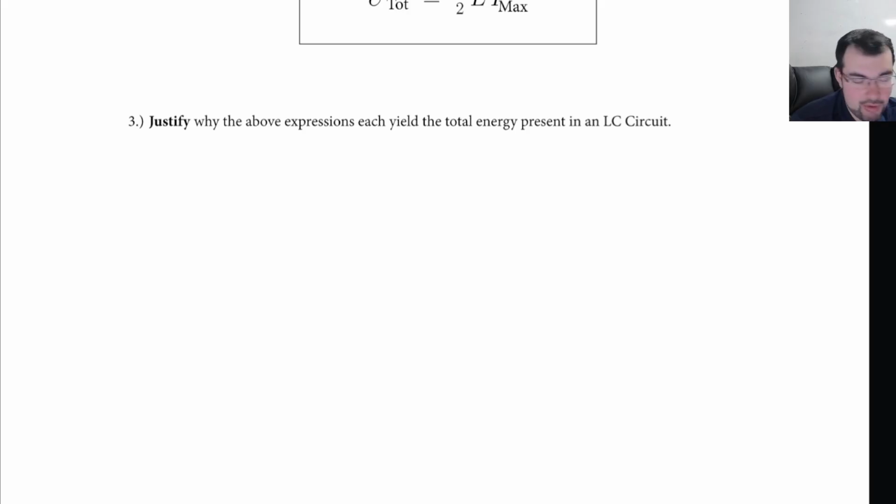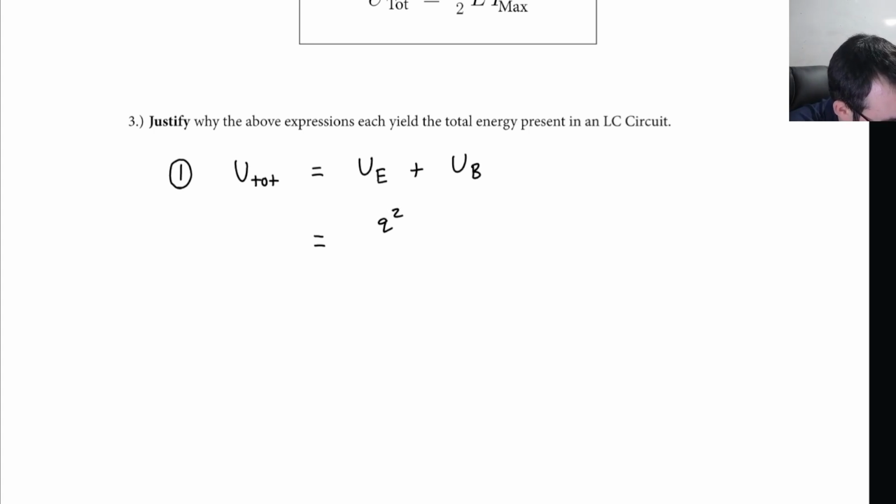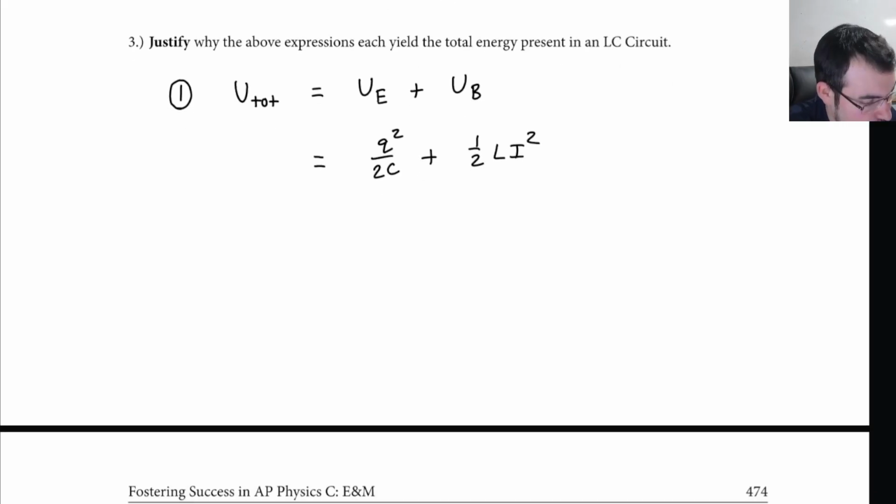So let's justify why all of these give the same energy. So first, we know that U total can be written as the electric field stored energy plus the magnetic field stored energy. So since we're usually given the charge and capacitance, we probably want to write this as Q squared over 2C. And then we only have 1/2 Li squared for this. All right, so that's our starting point.